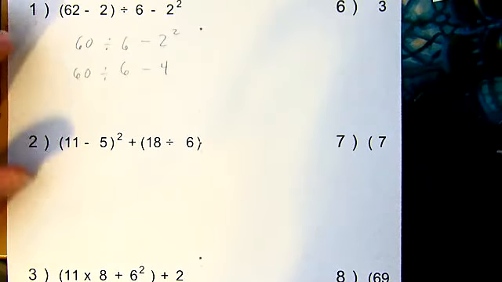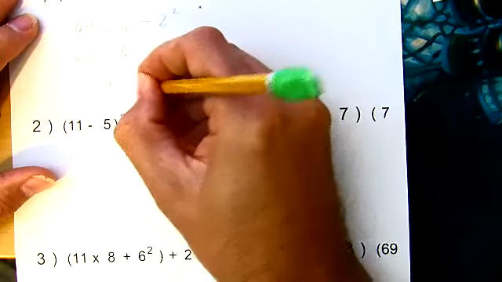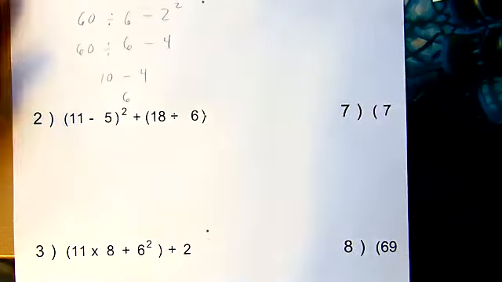Next, you got division and subtraction. So you divide first. 60 divided by 6 is 10. Bring down minus 4. Subtract. And you get 6.